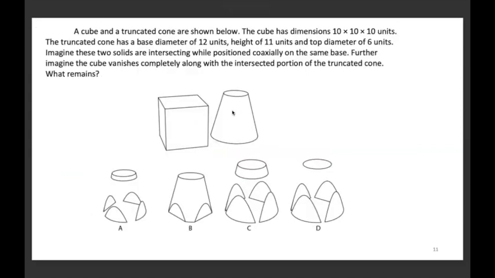A cube and a truncated cone are shown below. The cube has a dimension of 10 by 10 by 10 units. The truncated cone has a base diameter of 12 units, height of 11 units, top diameter of 6 units. Imagine these solids are intersecting while positioned coaxially on the same base. Further, imagine the cube vanishes completely along with the intersected portion of the truncated cone. What will remain then?